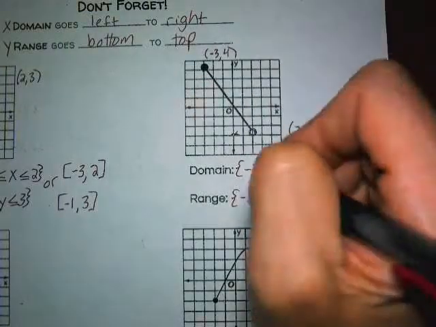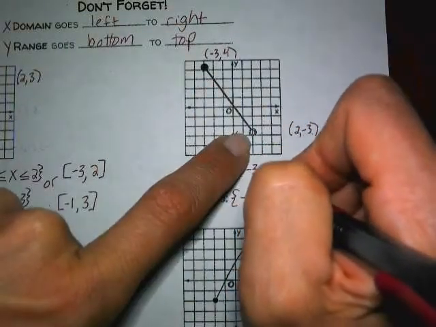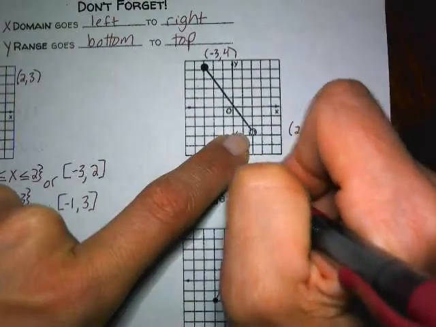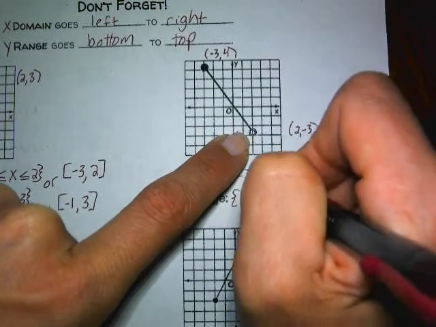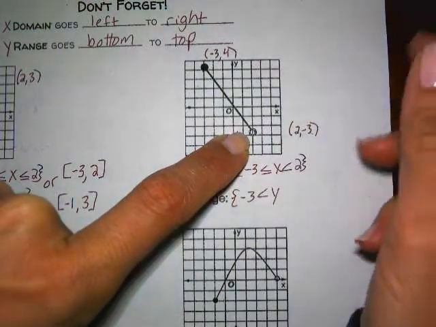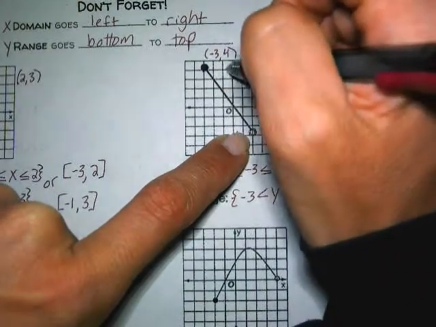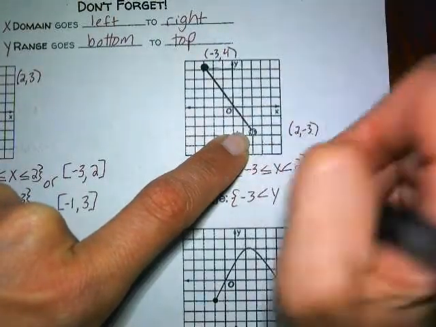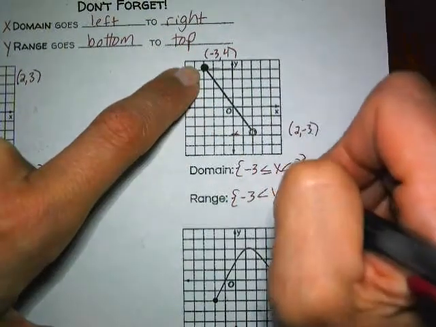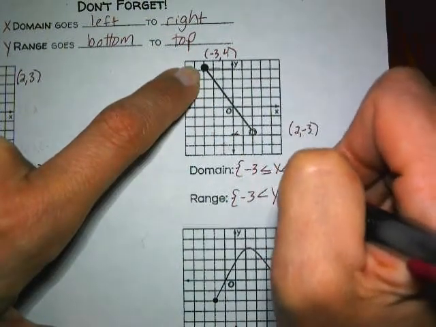Oh, just because it happens to be the same. What's our inequality? We've got an open circle, so we have less than. What are we working on? We're working on our y's, our range. Up to what? Well, our graph goes up to here, which is the y value of 4. Closed circle, so less than or equal to 4.